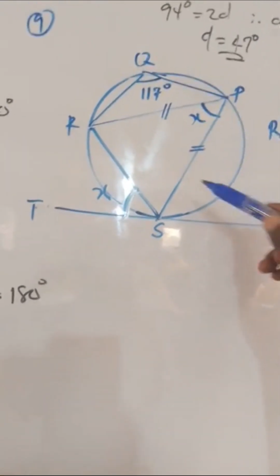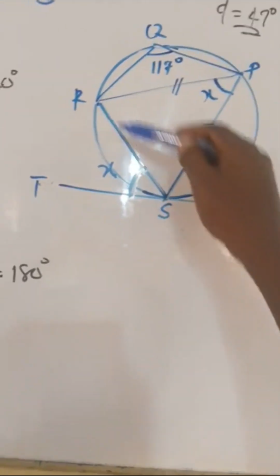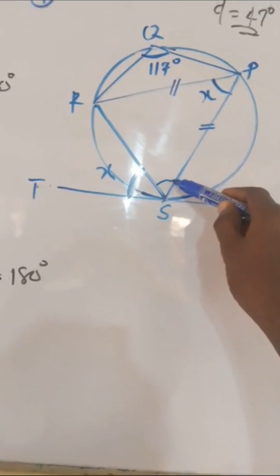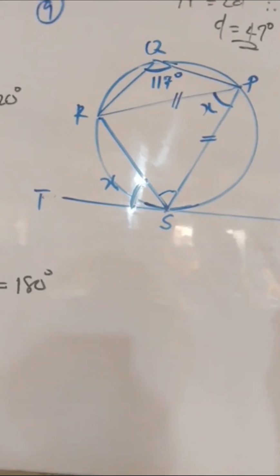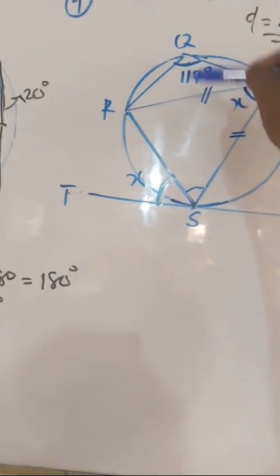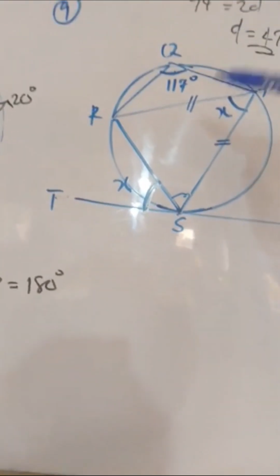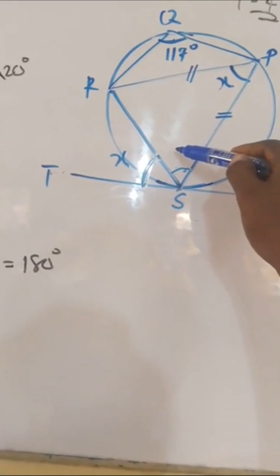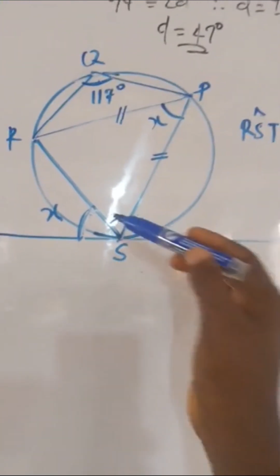X. Now when we check, RQPS is a cyclic quadrilateral. Sum of opposite interior angles of a cyclic quadrilateral is supplementary. So this angle plus this must be 180, right? So to get this angle, remove 117 from 180, and that is what? 63.